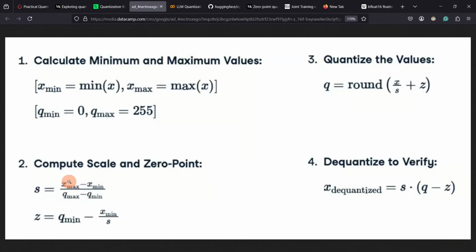The zero point is there to ensure that 0 in the floating range is accurately represented by an integer. This maintains numerical stability, especially for values close to 0. Then you quantize whatever values come. The rounding operation ensures that the final result is a discrete integer suitable for storage and computation in lower precision formats. During inference, you dequantize the values, and these are used for calculations to achieve higher precision, although only the quantized weights are stored.